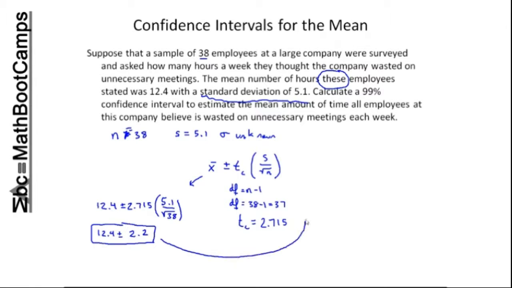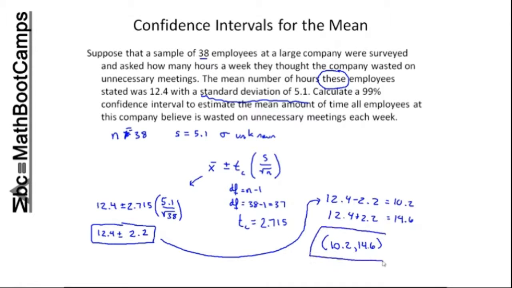But again, the other way is to actually calculate these out. So I say, okay, what's 12.4 minus 2.2, and what's 12.4 plus 2.2? So of course here, I'm going to get 10.2, and down here I'm going to get 14.6. And so I end up with the interval 10.2 up to 14.6. And so both versions that I've shown are the correct answer. It just depends on which way you would like to present it.